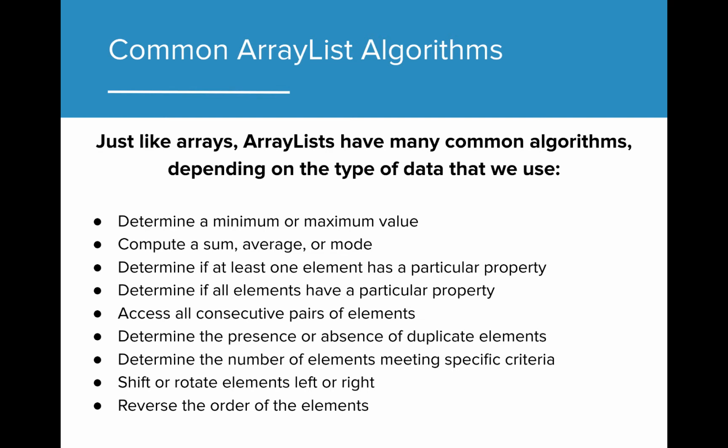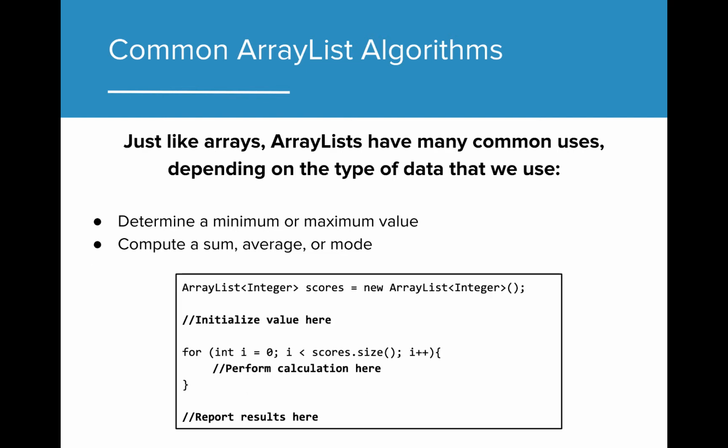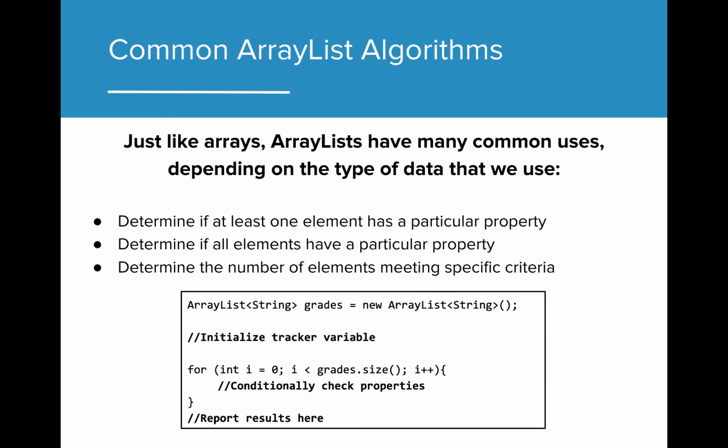Just like arrays, array lists have a series of standard algorithms that can be used to traverse their values. You need to be familiar with these algorithms for the AP exam. We can traverse through mathematical computations by initializing a value outside of the traversal loop and then perform calculations within the loop to determine a min or max value, or complete a sum, average, or mode. If we want to determine if elements have a particular property, we can initialize a tracker value before the traversal, and then conditionally check for that tracker while traversing the array.